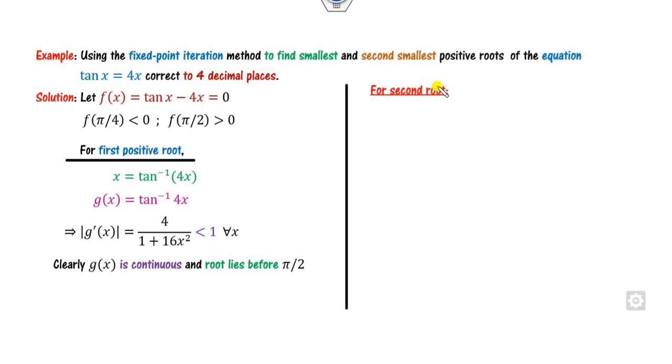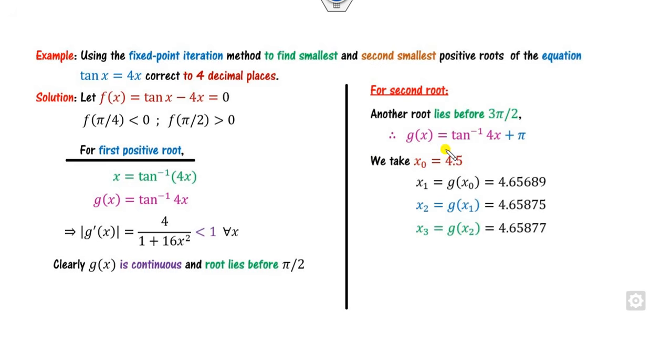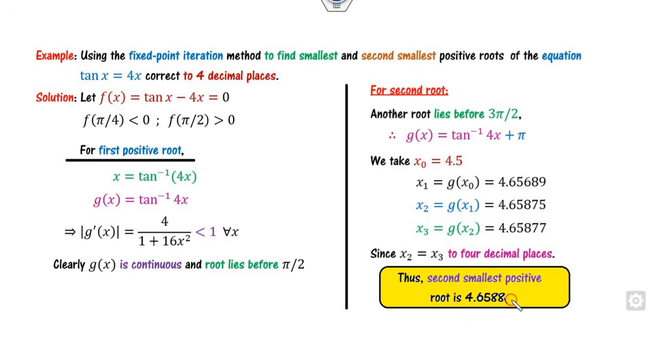We can find the second root, which lies in the third quadrant. So the third quadrant lies between pi and 3 pi by 2. So I can write this number as pi plus, that means it lies in the third quadrant. Then again we can choose x0 as, say, 4.5. We can find the values of x1, x2, x3. You can see the 4 decimal places are matched. So you get the second smallest root as my here.